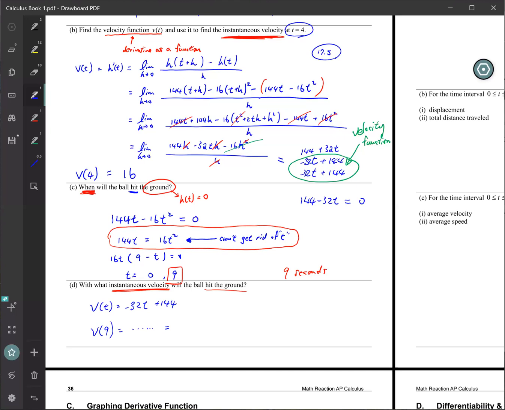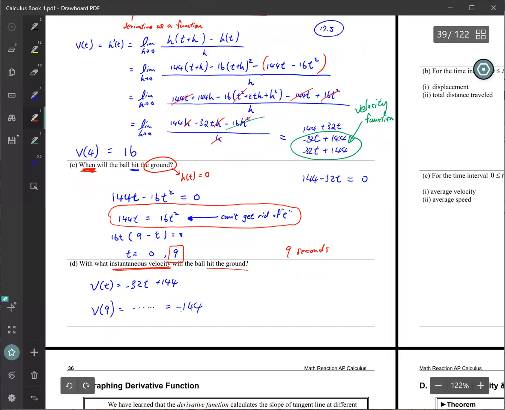Okay, 1, 2, 3. What's the answer? Negative 144. Negative 144, is that right? Yes. Okay, why is the velocity negative? Because it's going down. Yeah, going down, okay? So let's make a note of that. Velocity tells you direction, okay? So going downwards. So that means at the beginning, what about v of 0?